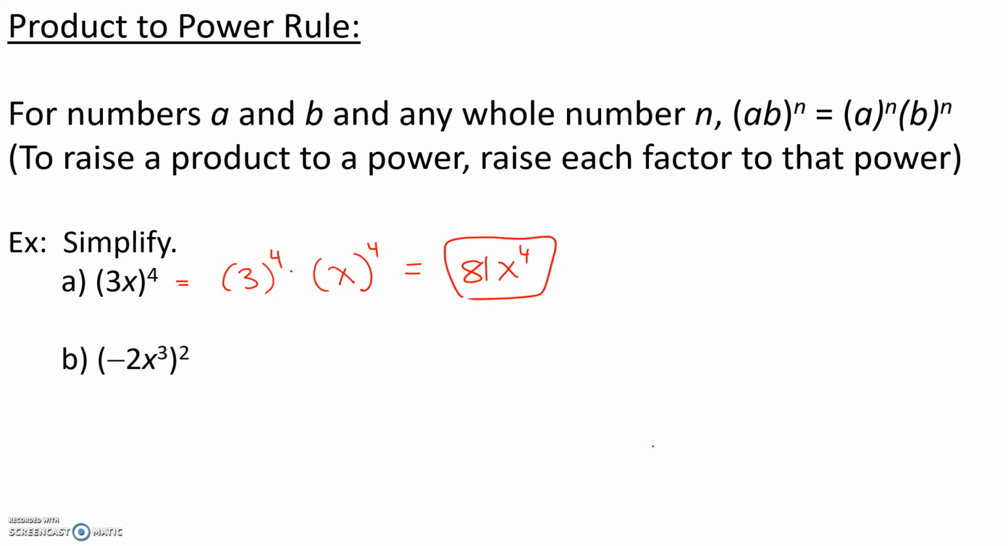Let's simplify the quantity negative 2x cubed to the second power. Once again, we have two different factors. We have negative 2 and x cubed. When you have a product to a power, we take each individual factor, negative 2 squared and x cubed squared. We raise each factor to the second power. Be sure to use parentheses when doing so. Negative 2 squared is 4. The power rule tells us if you have a power to another power, you multiply the two powers, which will give you x to the 6th power.